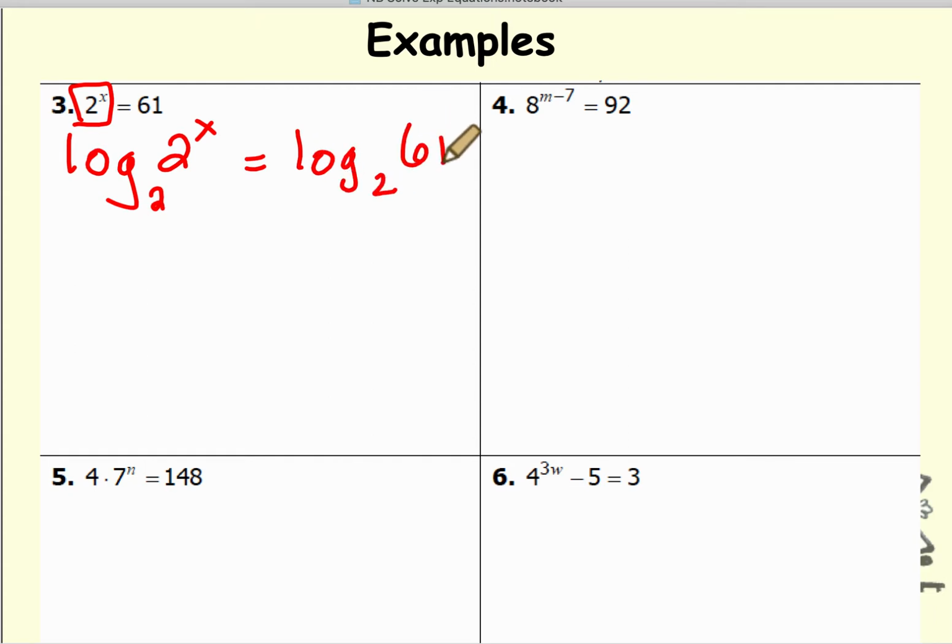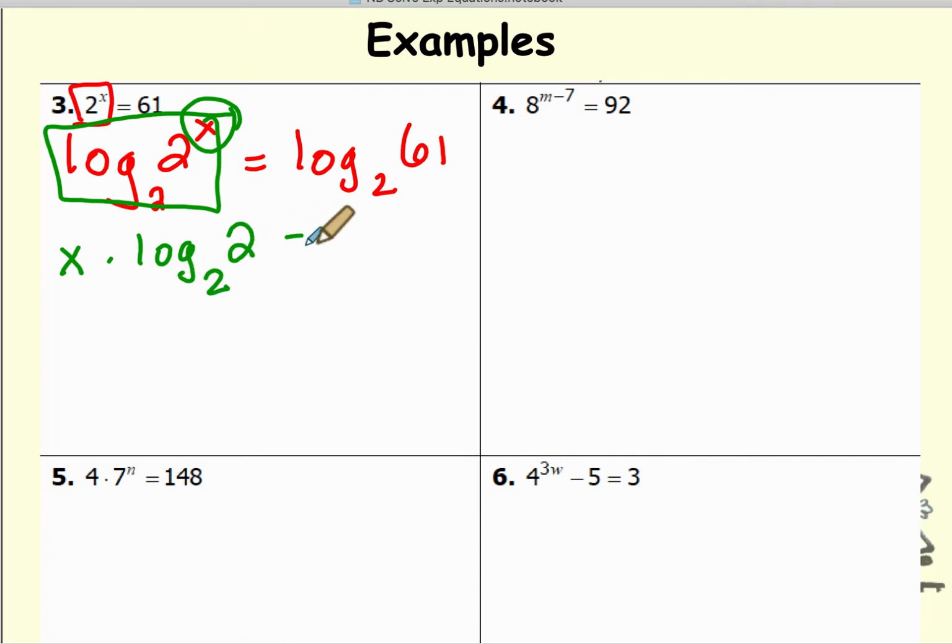Okay, so now I'm taking the log of both sides and now I'm going to simplify. Over here on the right side, I see I'm taking the log of an exponential expression. What we've learned previously is that when we have an exponent of the product in the logarithm, I'm going to go ahead and write that as a coefficient. So I have x times the log base 2 of 2 is equal to the log base 2 of 61.